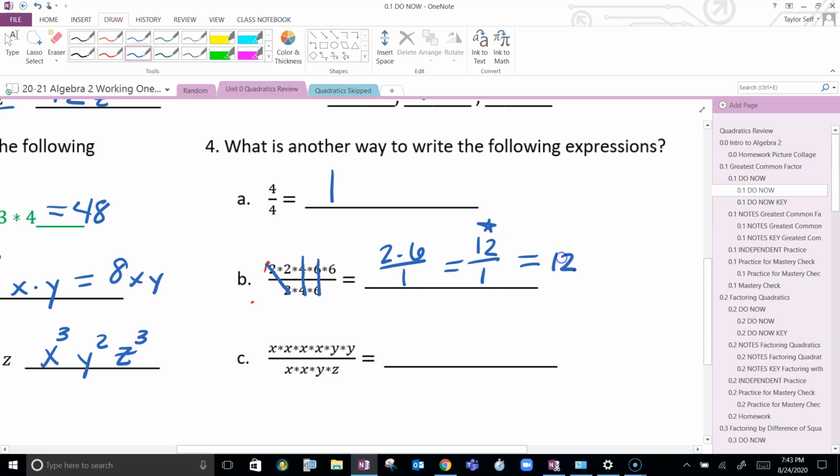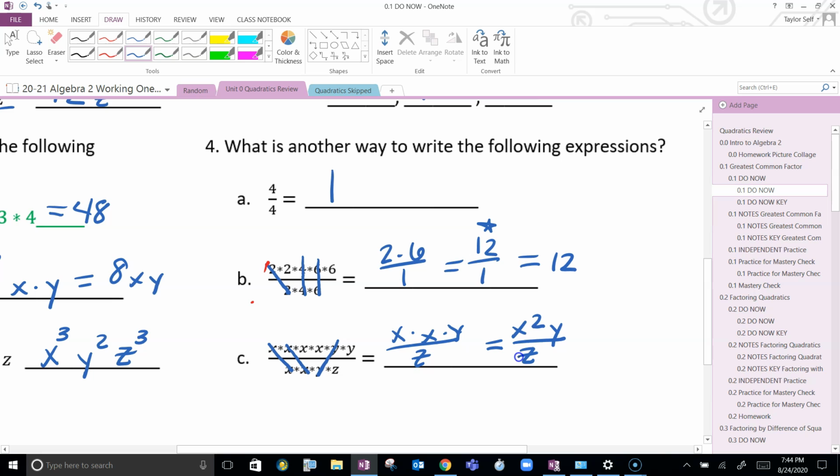All right, let's do this one the same way. So we can cross out one of the x's, another one of the x's. We can cross out a y, and there is no z on top. So that leaves us with x times y on top over z on bottom. And if we were to simplify this, we would say this is x squared y over z. You may have done this a little differently. If you did, awesome. Okay, we're going to move into notes.